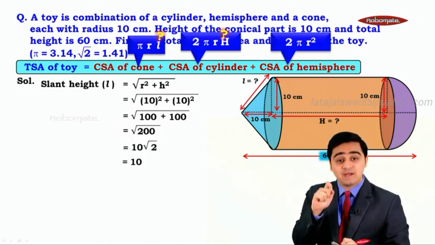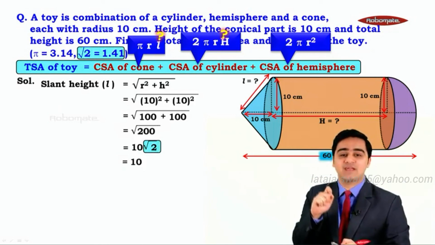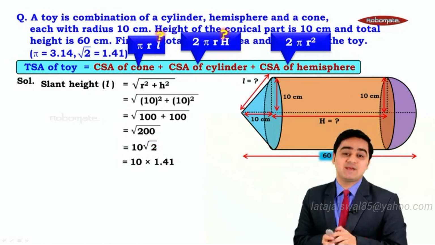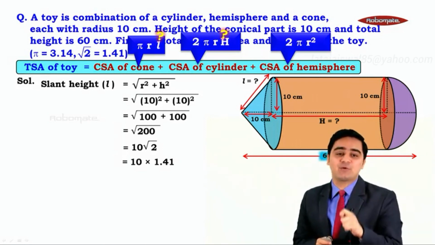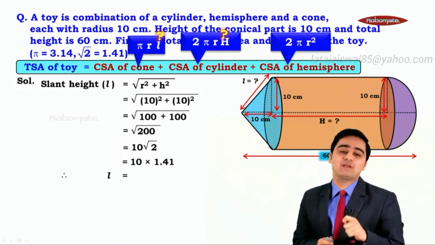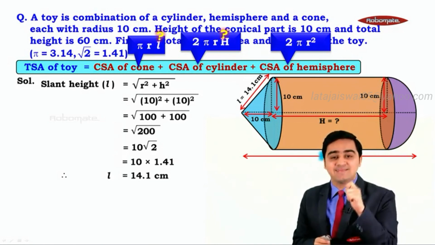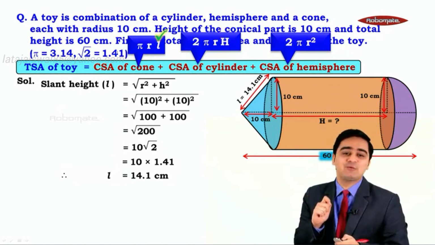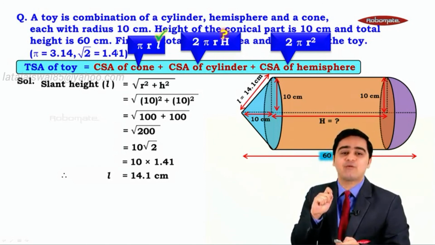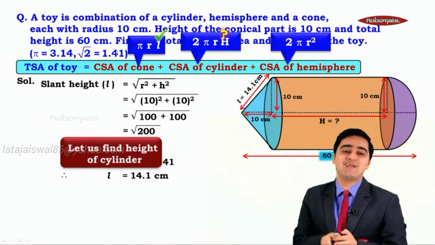Now observe, we have the value of root 2. It is given as 1.41. So we'll substitute, we'll get 10 into 1.41. 10 into 1.41, yes, it is 14.1. So we can say, therefore, the slant height of the cone is 14.1. Next, we need to find the height of the cylinder. So now, let us find the height of the cylinder.